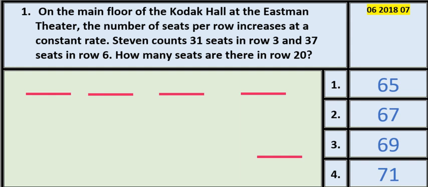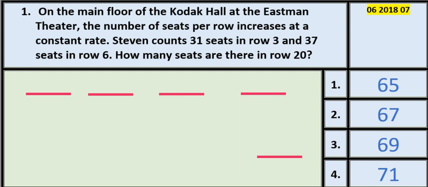Question 1. On the main floor of the Kodak Hall at Eastman Theater, the number of seats per row increases at a constant rate. Steve counts 31 seats in row 3 and 37 seats in row 6. How many seats are there in row 20?